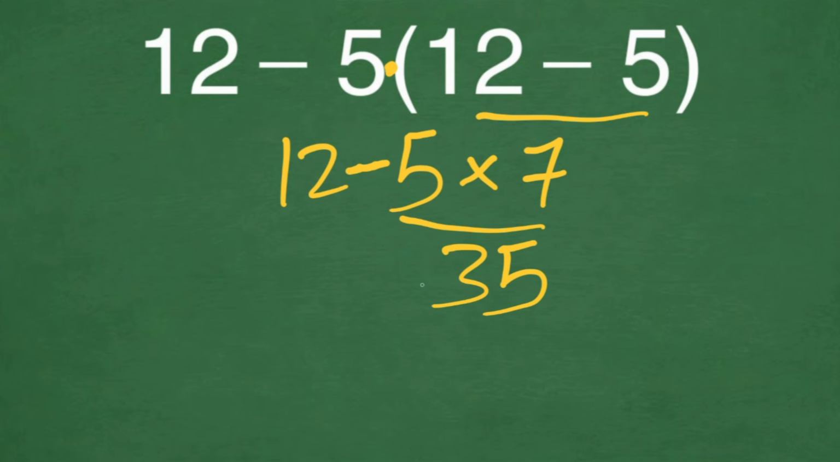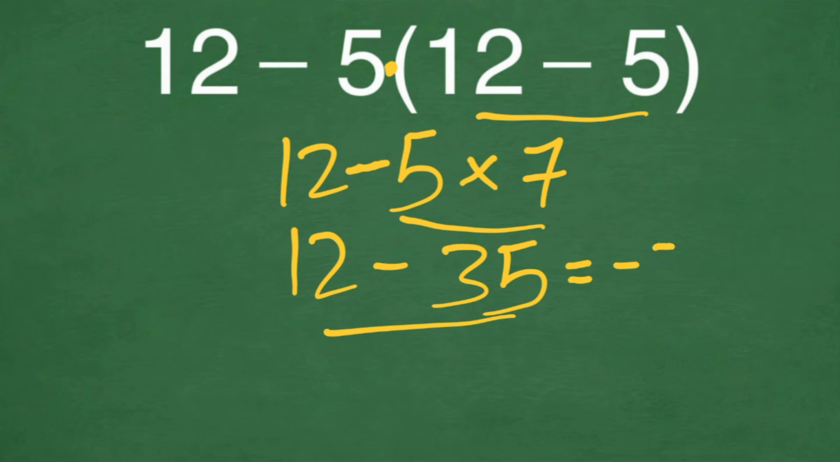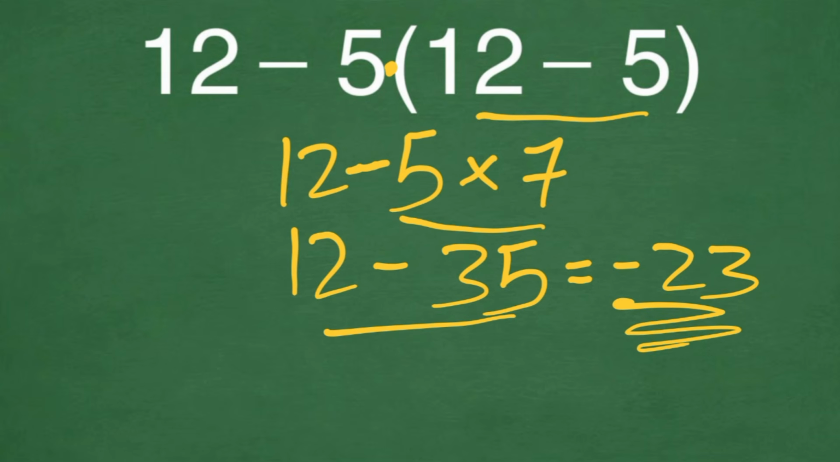35, and 12 minus 35 is going to be the next equation, and 12 minus 35 is equal to negative 23. So the final answer to this question is negative 23.